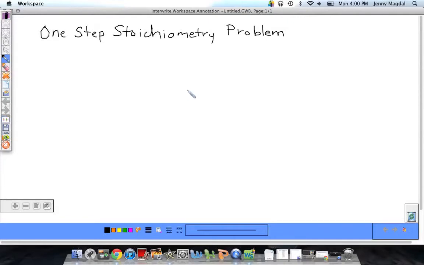Our most basic stoichiometry problem is a one-step stoichiometry problem, and that's where we're going from moles of one substance, so we'll just do mole 1, to moles of something else, some other element or compound within that reaction. Let's just take a nice reaction here of hydrogen reacting with oxygen.